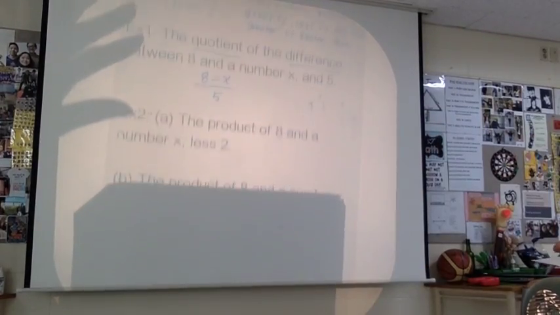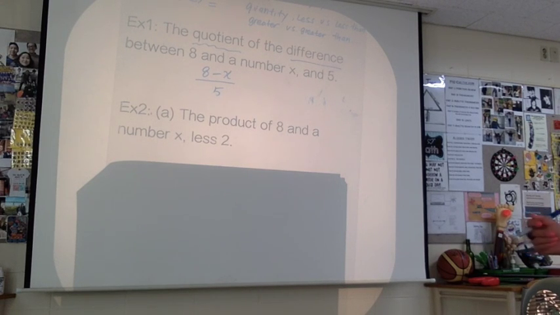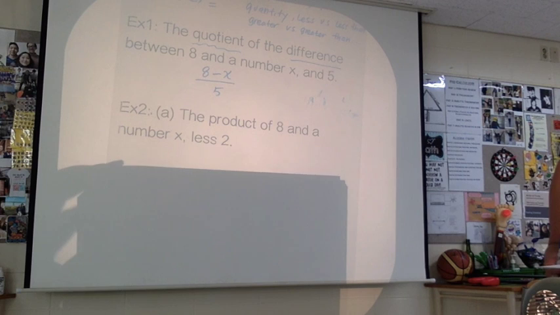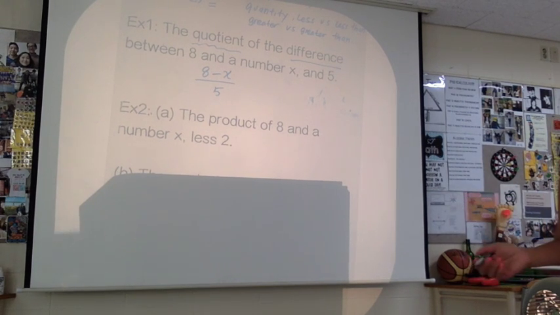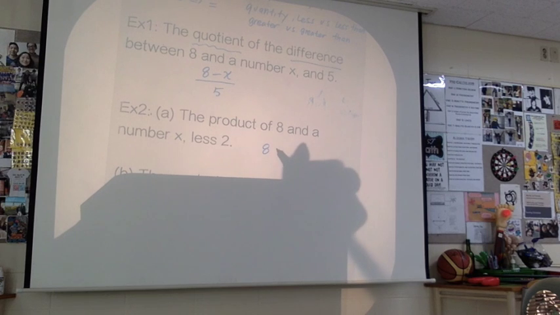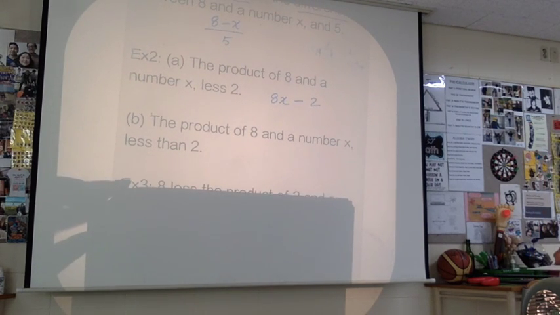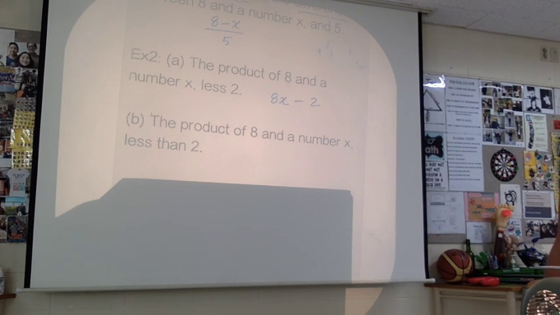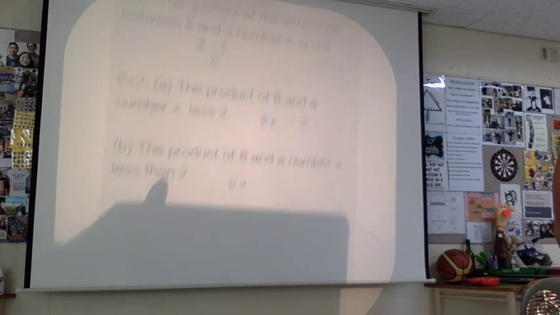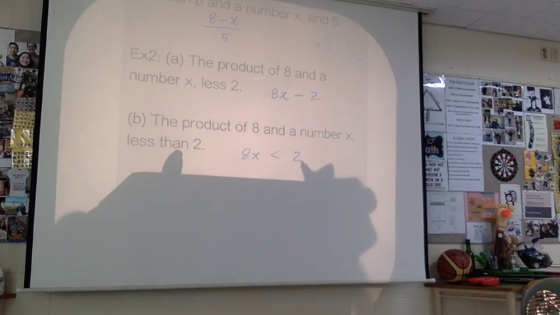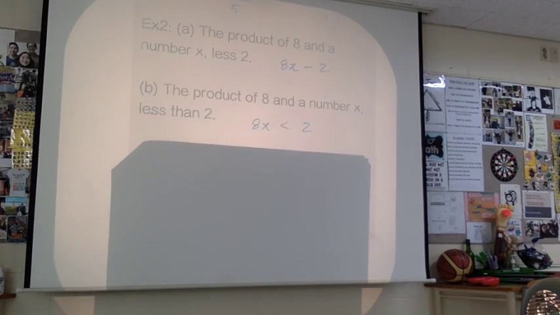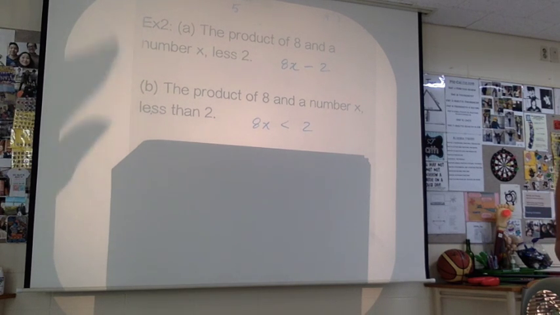And here's the next one. The product of 8 and a number x less 2. Again, no "is," therefore an expression. The product of 8 and a number x less 2 means it's got to be 2 less than that. Okay? Let's go next. The product of 8 and a number x is less than 2. It's not much different than the other one, but it's less than 2. So it's going to be less than. It's an inequality symbol, isn't it? Less than 2.